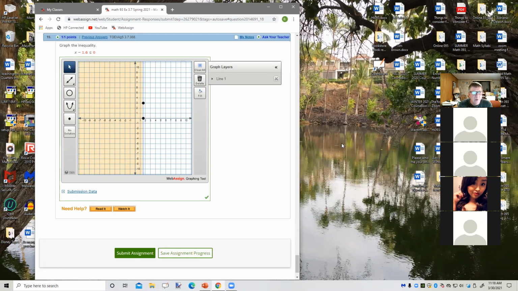Again, remember when you're graphing linear inequalities, you want to use this button right there, not this one or this one. And you want to choose the line, not the ray or the line segment. And over here, you can make it dashed or solid, and you can change your ordered pairs.